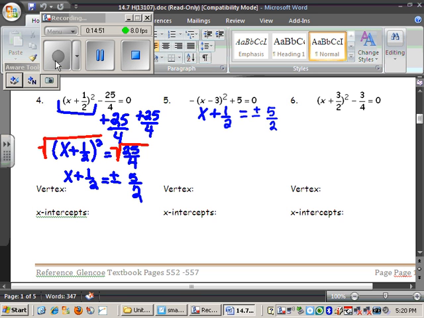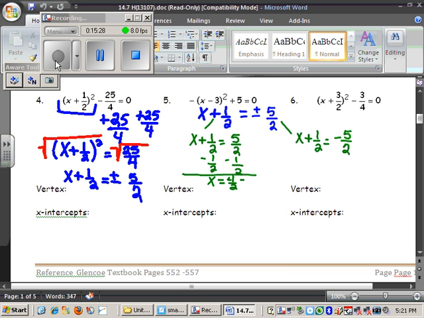Now, I'm going to break this problem up into two individual problems so that I can take care of that plus or minus 5 halves. So I'm going to have x plus 1 half is equal to the positive 5 halves, and x plus 1 half is equal to the negative 5 halves. I'm going to subtract 1 half from both sides. And when I do that, I have x is equal to 4 halves, which is 2.